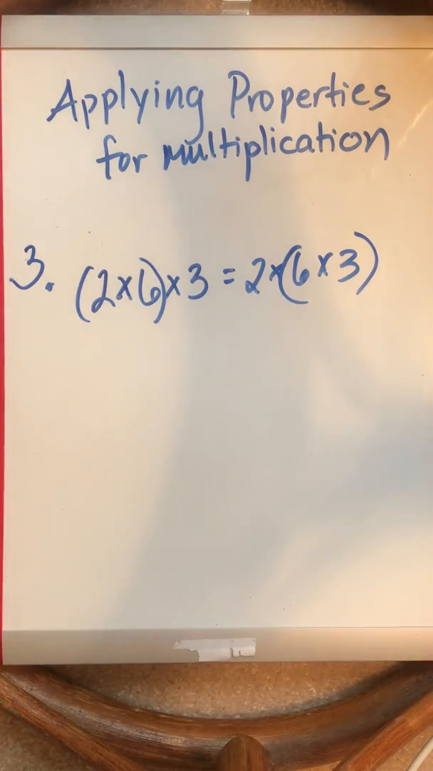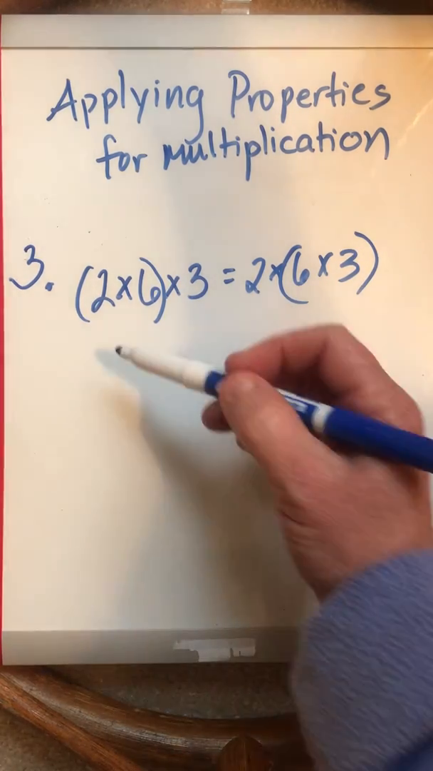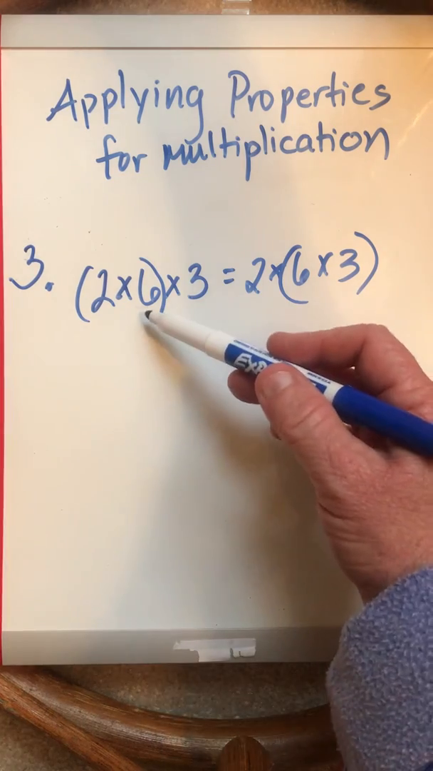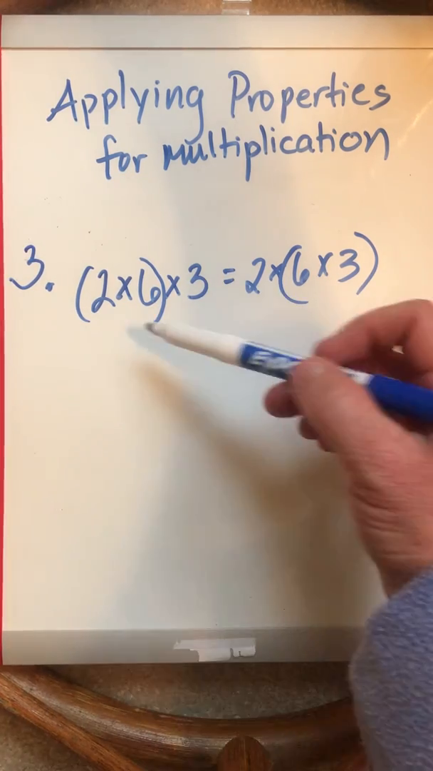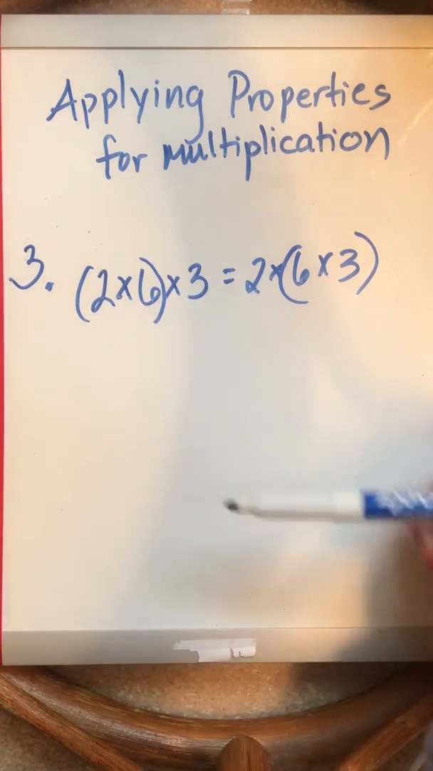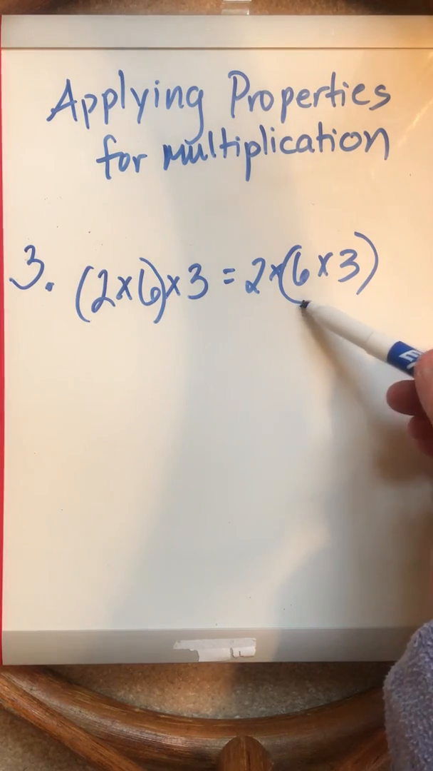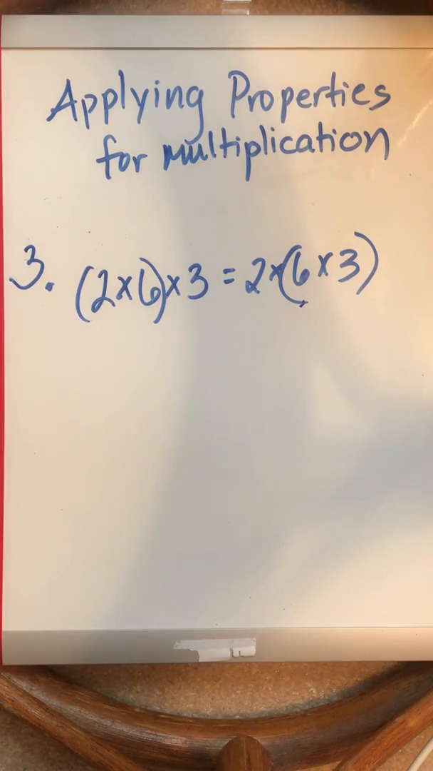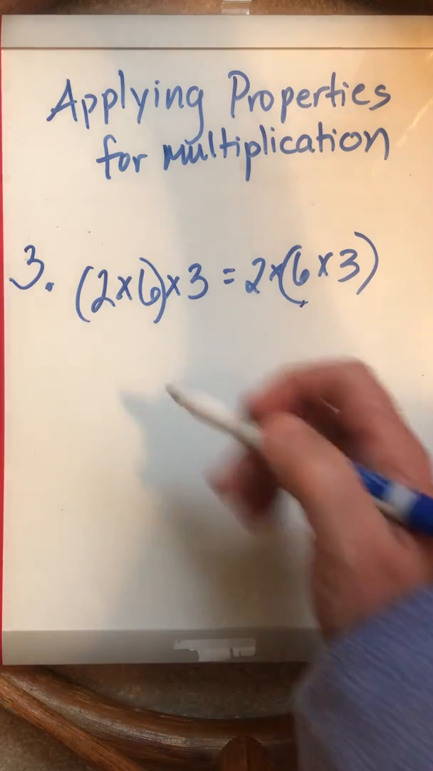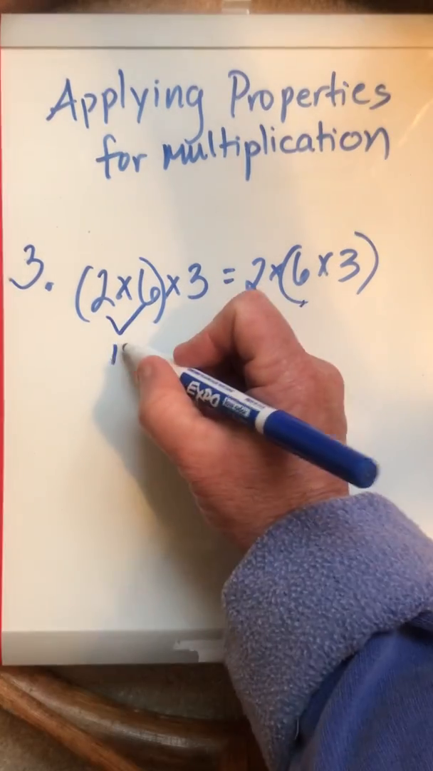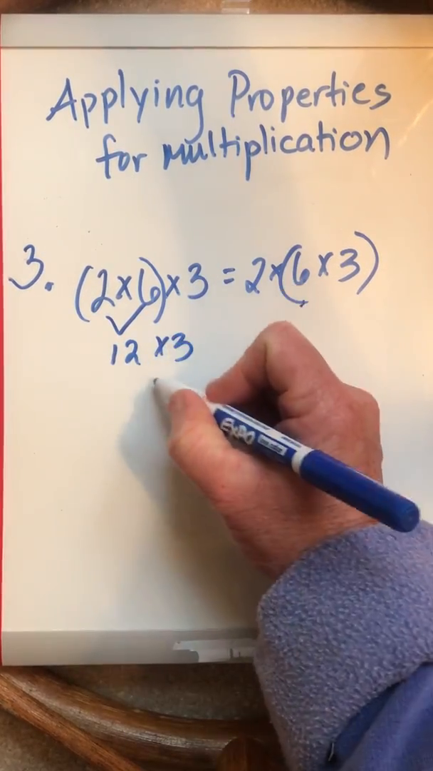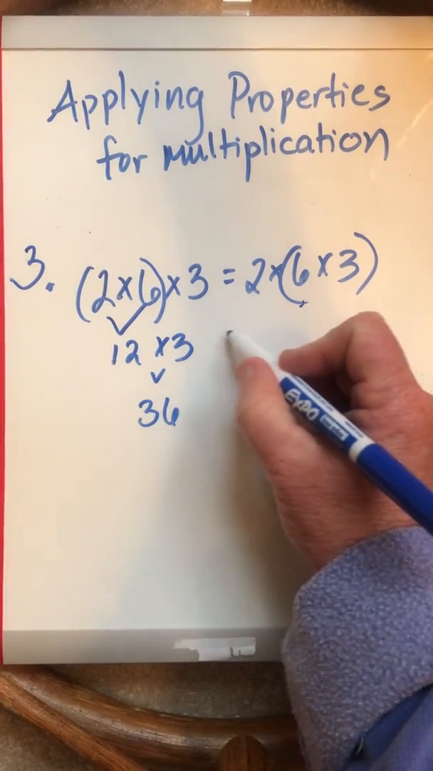Such as this right here. We kept the numbers in the same order, 2 times 6 times 3, 2 times 6 times 3. But here we put the parentheses around 2 times 6. Here we put the parentheses around 6 times 3. When we solve an equation, we always do what's in the parentheses first. So this 2 times 6 is 12. Times 3 gives you 36.